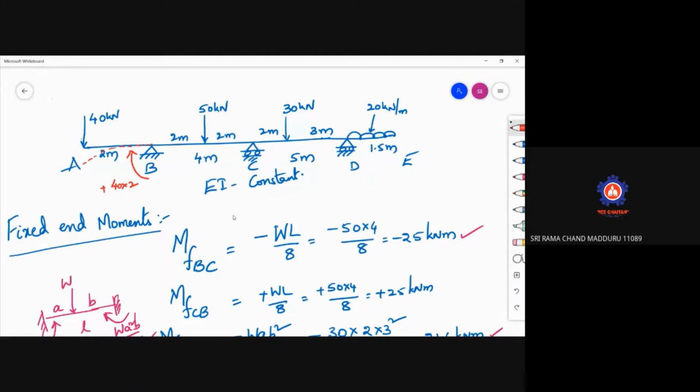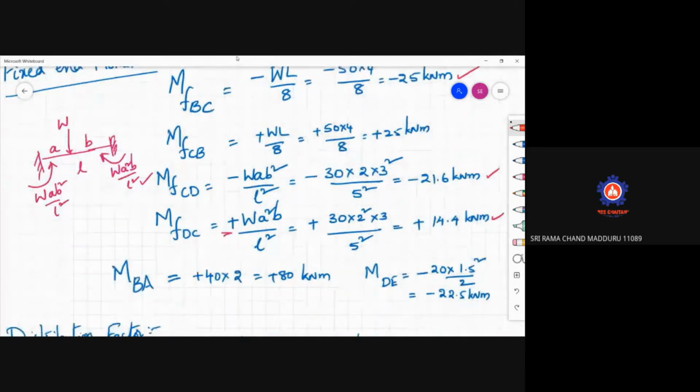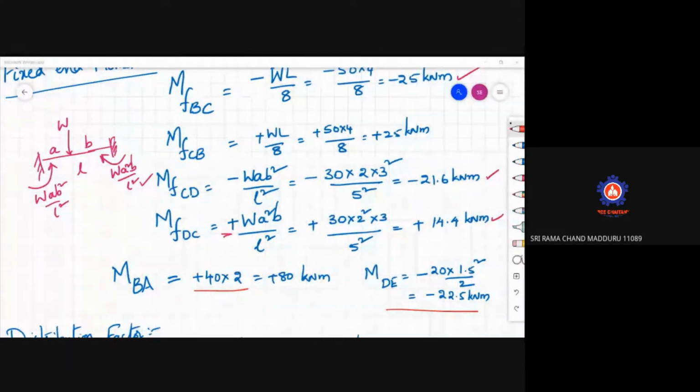Whereas coming to D, this beam tries to deflect like this, but here the resistance will be given by the moment here. And in this portion, the moment value will be, here UDL is there, and you know that WL square by 2. So W is 20 into 1.5 square by 2. So that will give you the moment which is in the anti-clockwise direction. So that's why keep it as negative. That's why we have written MBA is equal to plus 40 into 2, plus 80 kilonewton meter. MDE is minus 22.5 kilonewton meter. Try to do along with me.